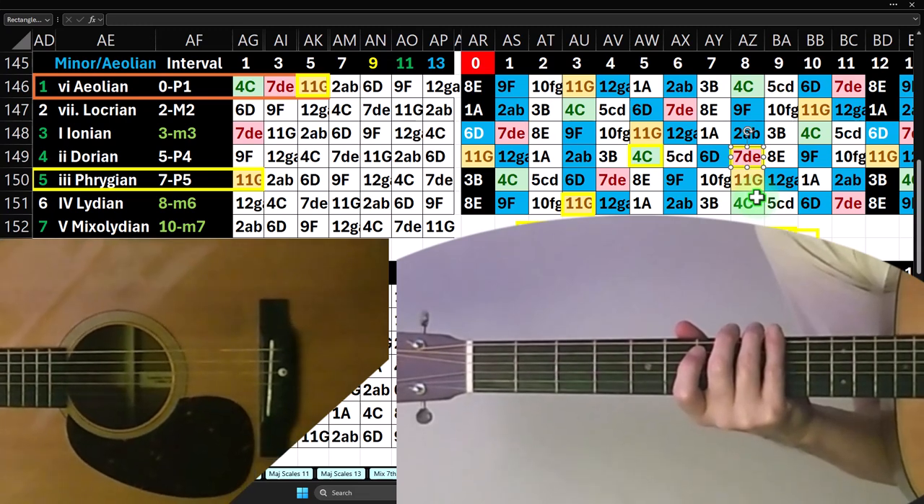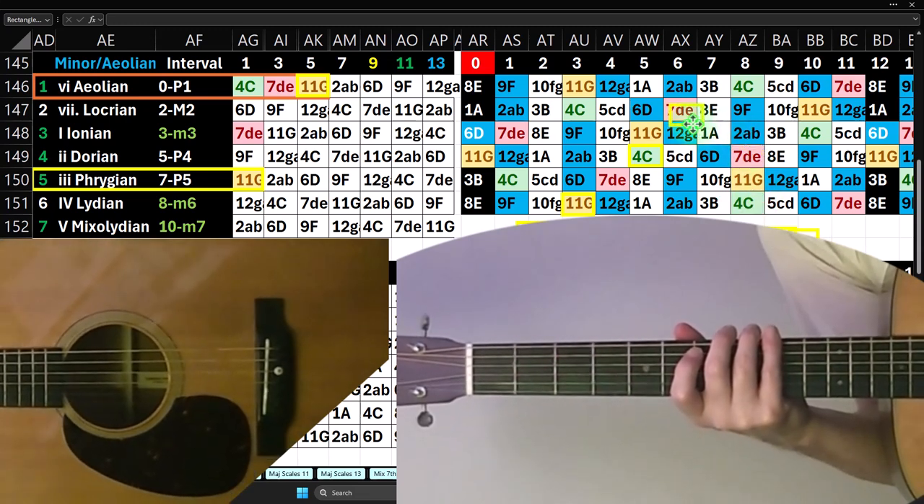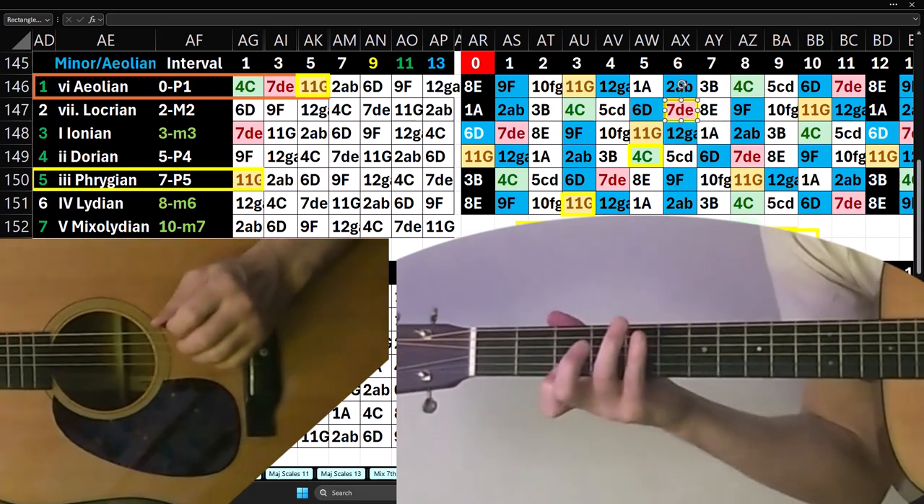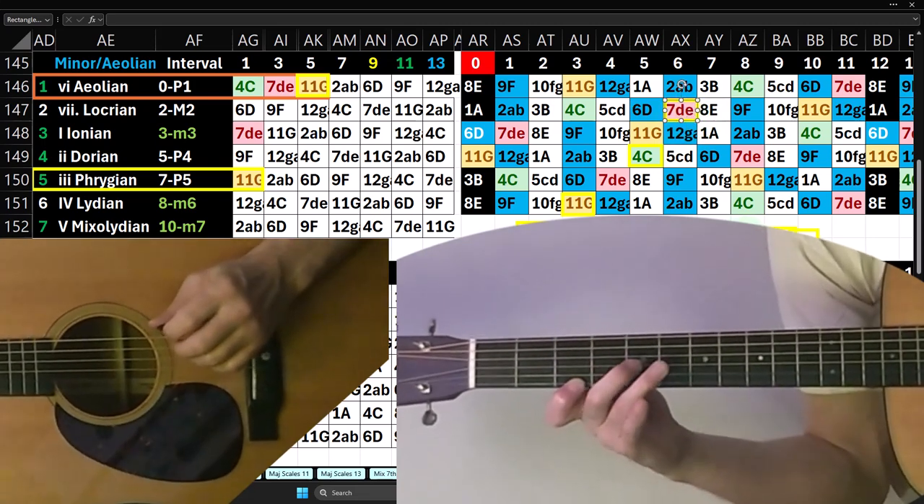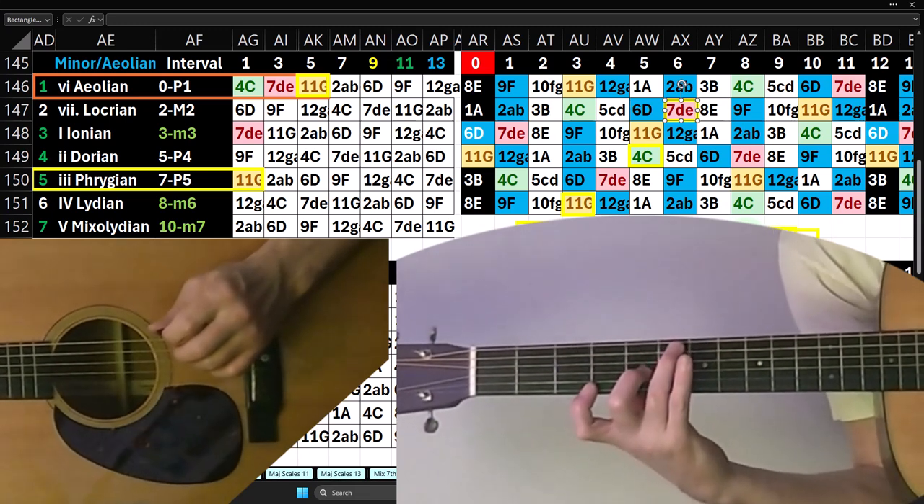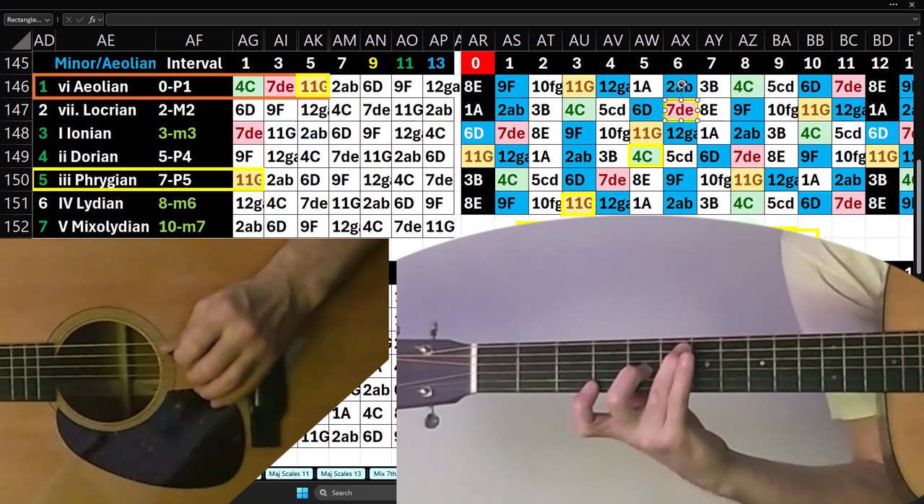Probably not. Oh, I have this stretchy bit right here. Look at that. Don't do that much. Boom, boom. And then, like, right there.